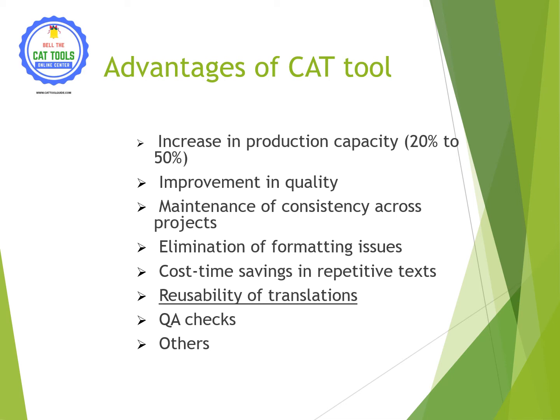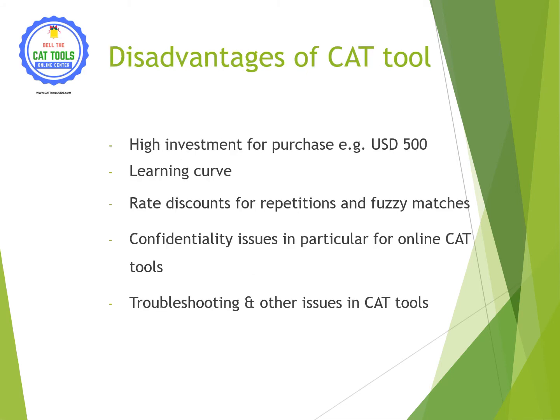Okay, now let's go to the disadvantages of a CAT tool. What is the disadvantage? High investment required for purchasing a CAT tool. For example, memoQ costs around 770 US dollars. SDL Trados cost may vary between $400 to 700 or $800 for a freelance version. For accurate prices, you need to check with the SDL resellers.